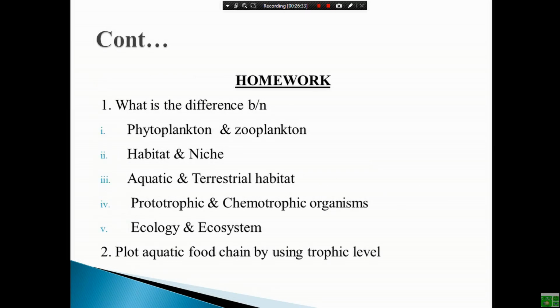So lastly, there is homework for you. Question number 1: what is the difference between phytoplankton and zooplankton, habitat and niche, aquatic and terrestrial habitat, phototrophic and chemotrophic organism, ecology and ecosystem? List out or identify the difference between them. And question number 2: plot an aquatic food chain using a trophic level diagram. So this is all about the homework for the students.